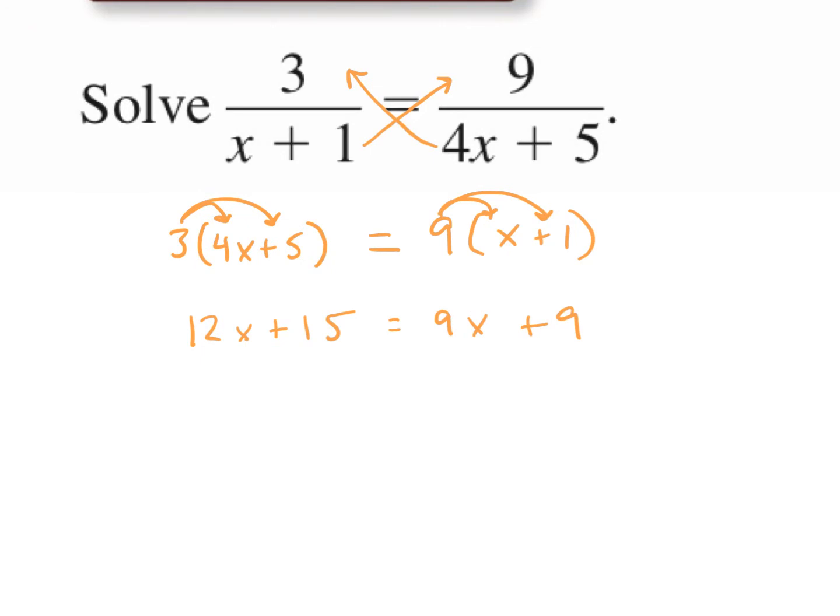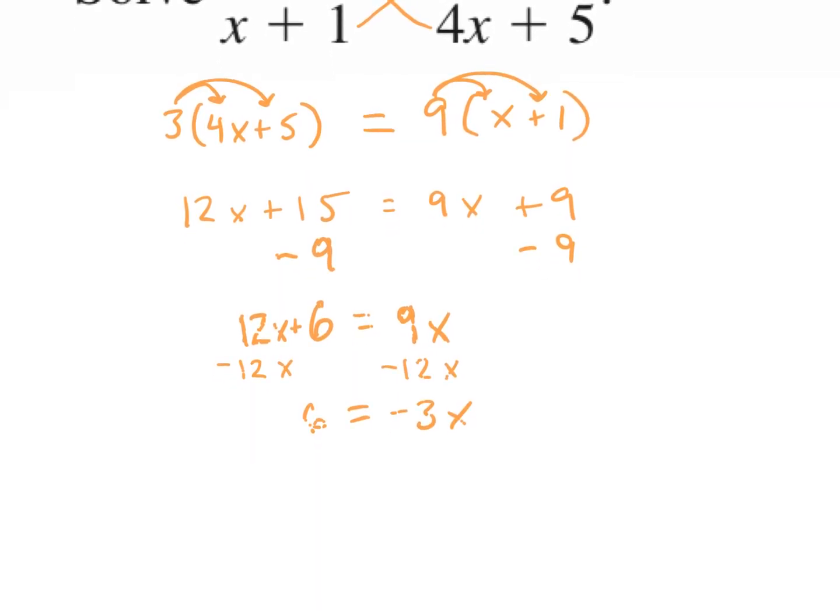What should we do next? We can subtract 9 on both sides. So 15 minus 9 gives us 6. So 12x plus 6 is equal to 9x. What should we do next? Subtract 12x. So 6 is equal to negative 3x. And then what? Divide by negative 3 on both sides. So what do we get for x? X is equal to negative 2.